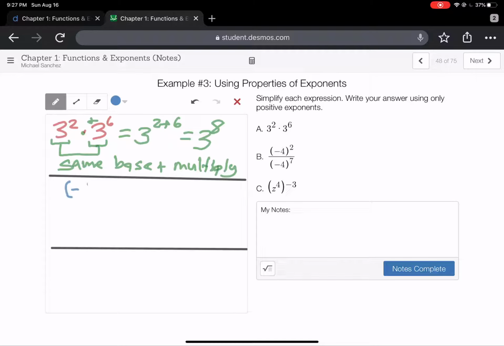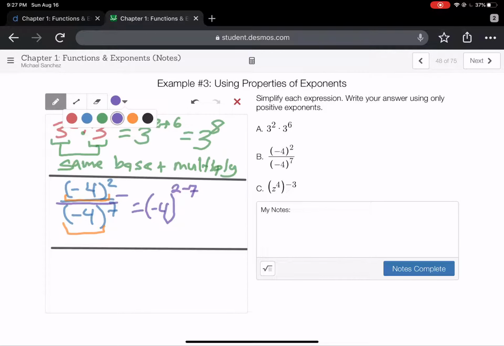Similarly, over here where we have -4 to the power of 2 and -4 to the power of 7, when we have the same base, here the base is -4 and -4, but you're dividing. Remember that fractions mean division, so you're going to subtract the exponents. So this is going to become -4 to the power of 2 minus 7, top minus the bottom. That's going to give us -4 to the power of -5.